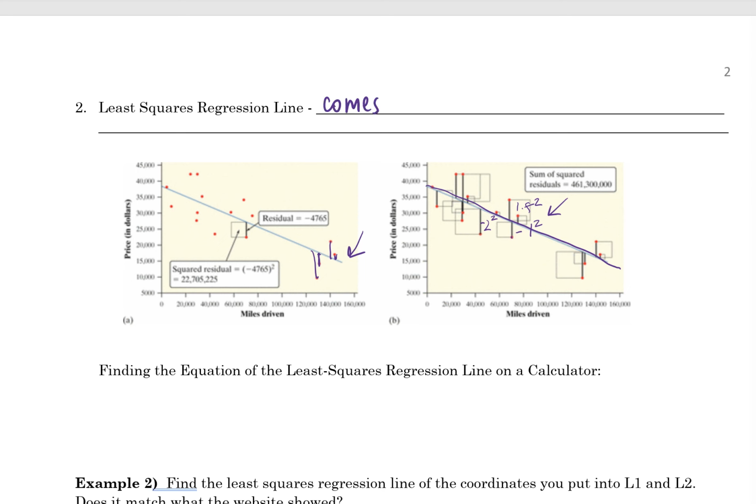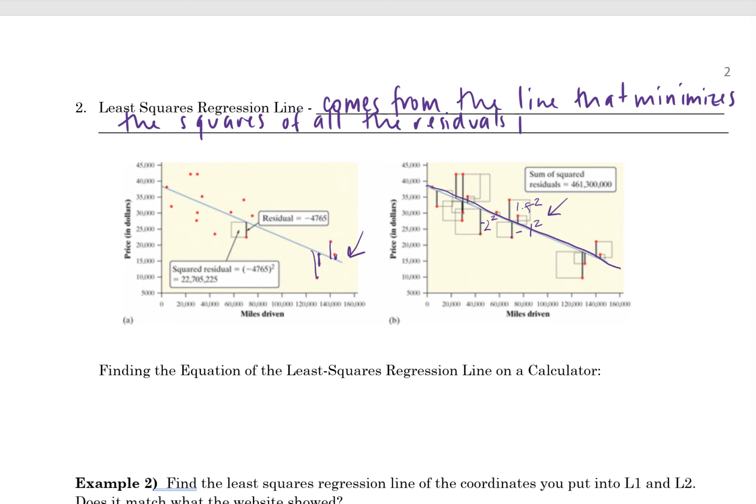So the least squares regression line comes from the line that minimizes the squares of all the residuals from the data. Okay? So that is where the line comes from. You are not going to actually be responsible for coming up with the equation mathematically yourself, but your calculator is going to do that for you.